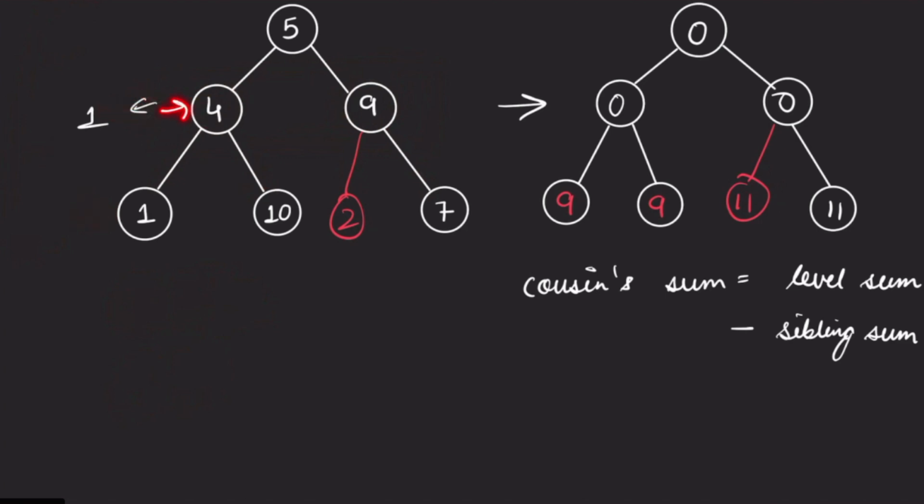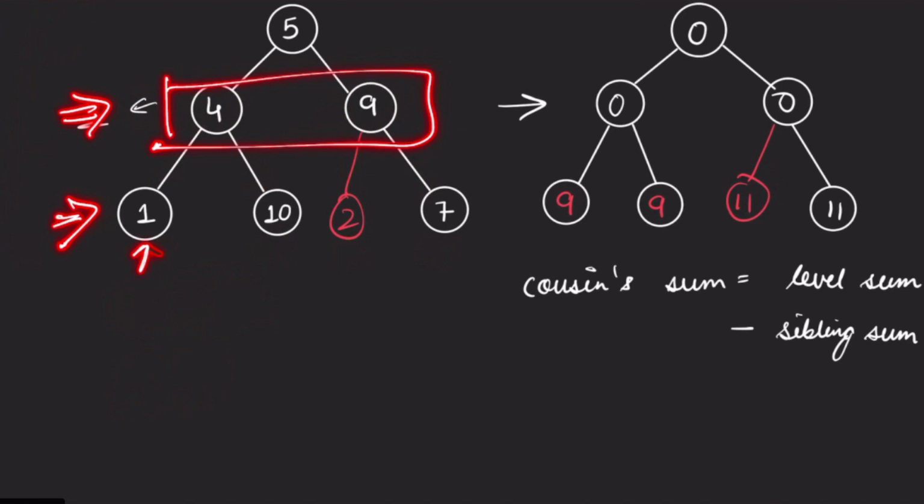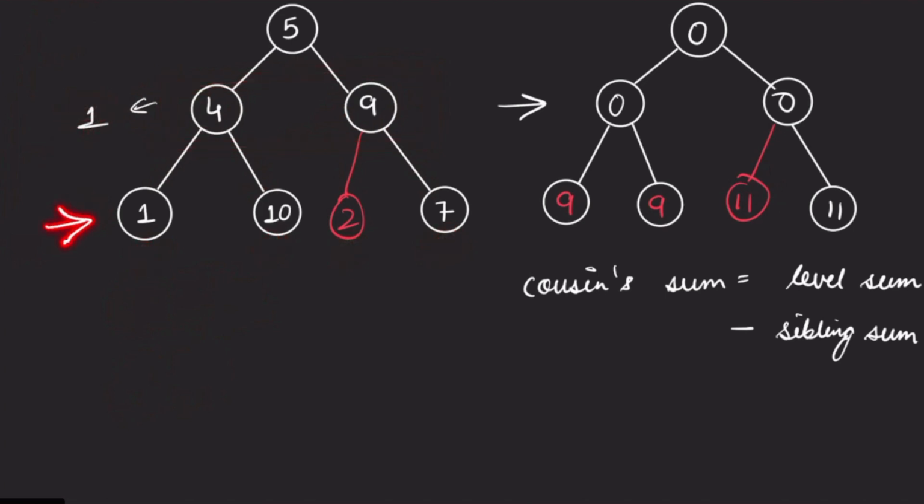When I was at 4, I was accessing 1 and 10. When I was at 9, I was accessing 2 and 7. So when I am doing any work for this particular level, I can calculate the sum of the next level. Whenever you are inserting these nodes in the queue, you can take their sum in a variable, right? Then when you come to that level, you will already have that level's sum stored in that variable. So when you are running for 4, let's suppose there is a variable level sum. In that you will add 4's left child if it is present, so it will be 1, plus 4's right child if it is present, so plus 10.